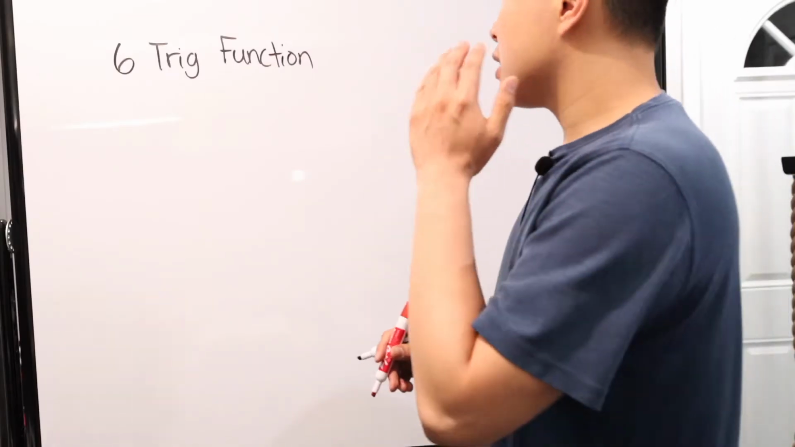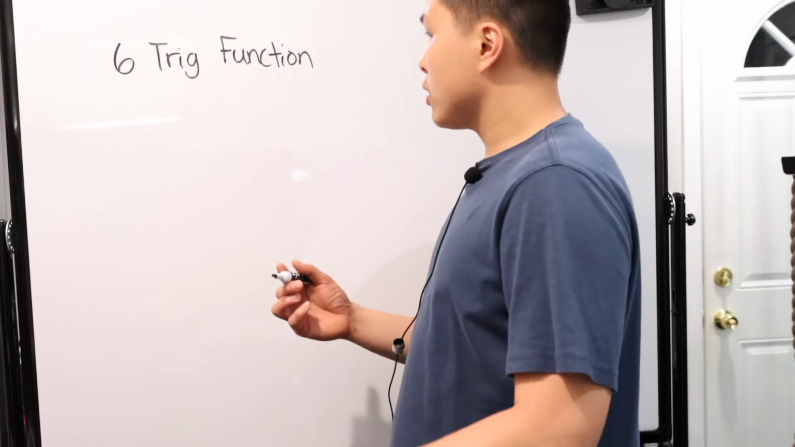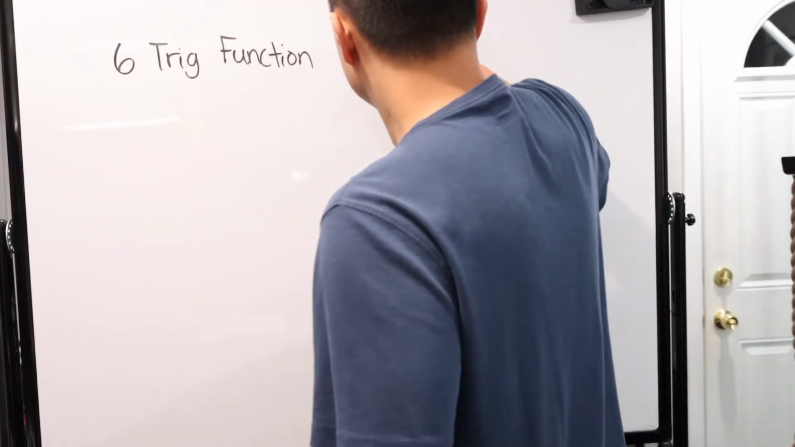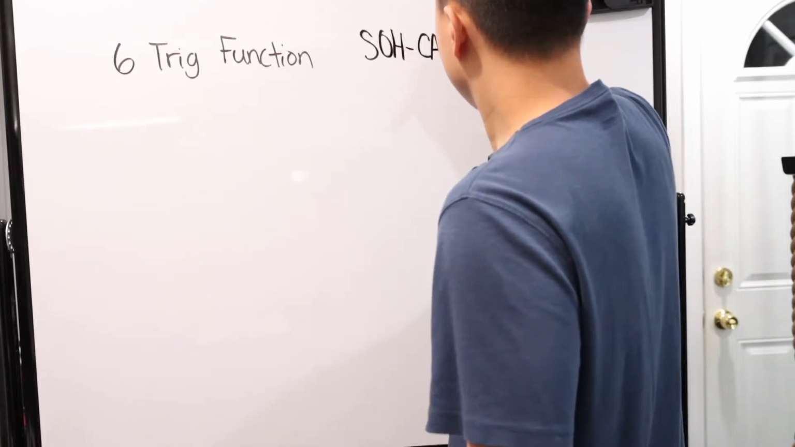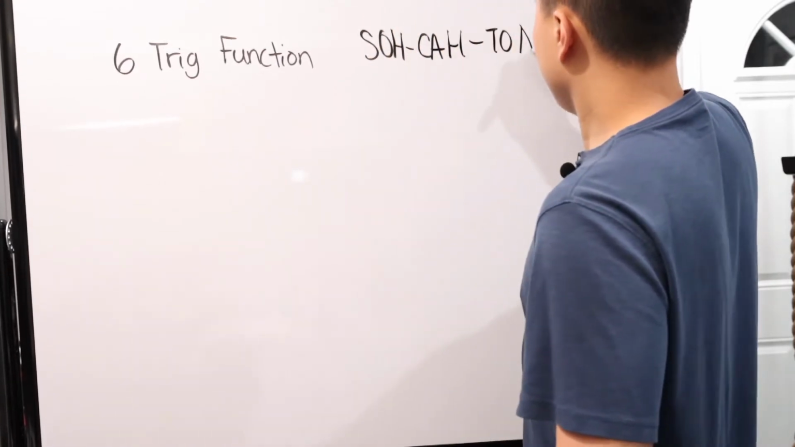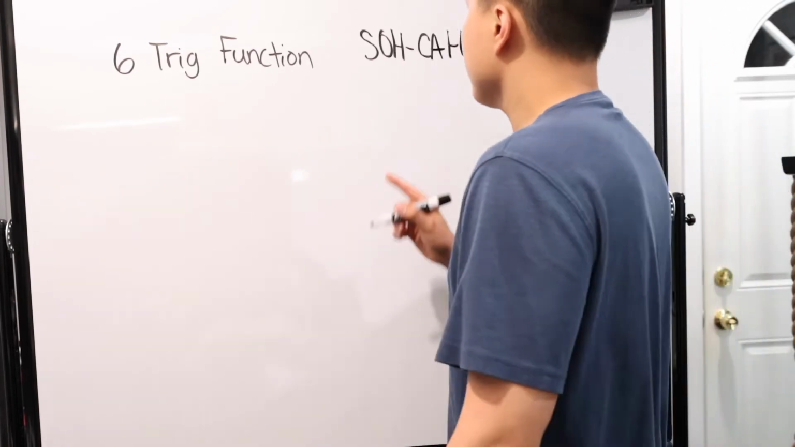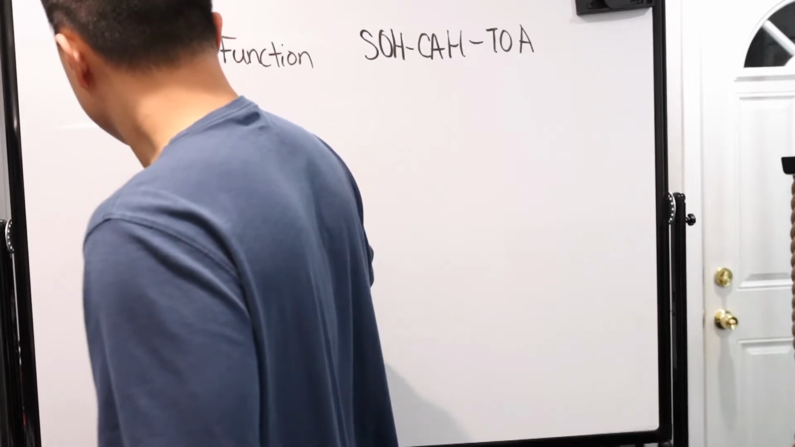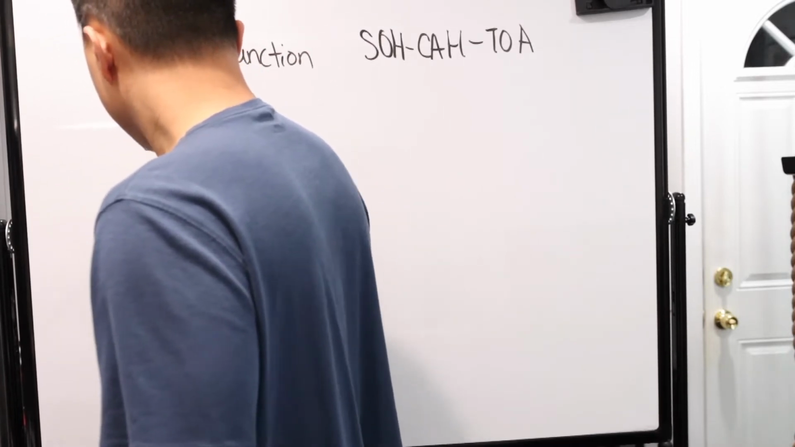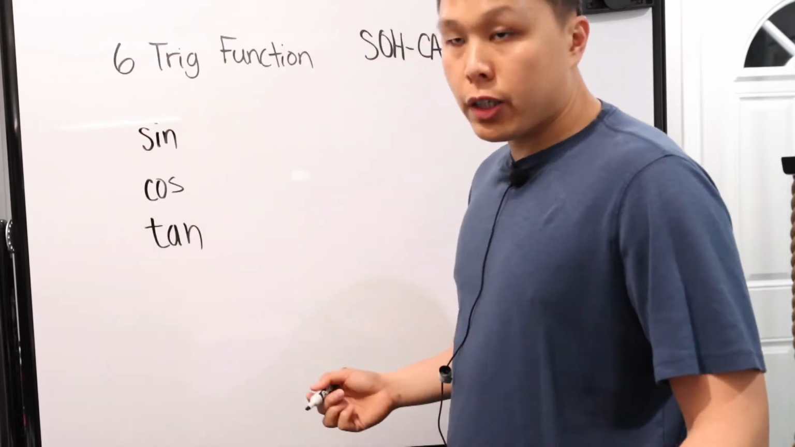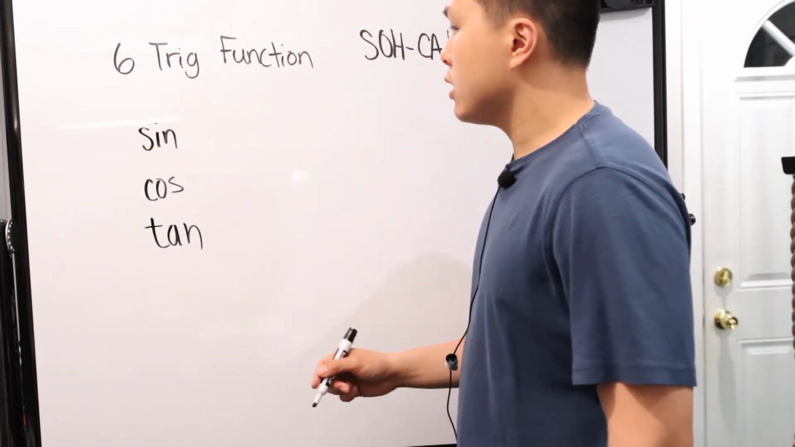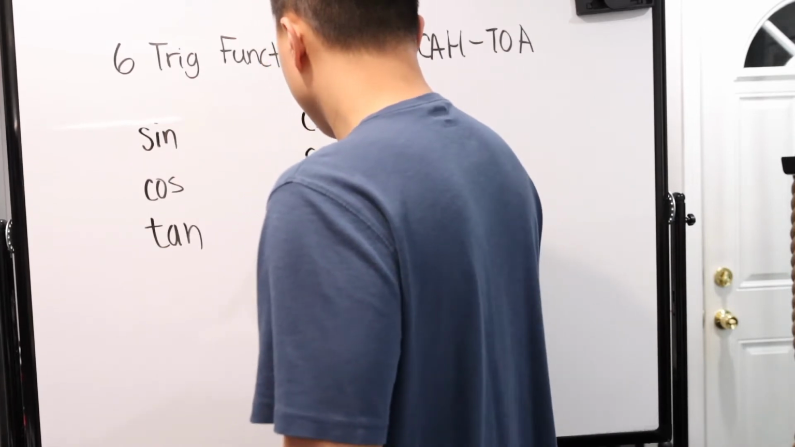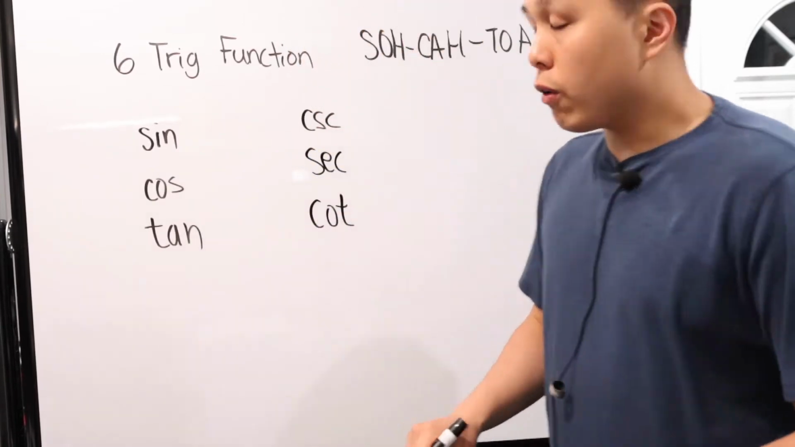Alright, so let's talk about the 6 trig functions. Hopefully you are somewhat familiar with them. The key thing to remember is this acronym right here, SOHCAHTOA. I'm going to explain that in a bit. The reason for that is we have our 6, which are sine, cosine, and tangent. Then we also have another 3, which are in relation to these, cosecant, secant, and cotangent. So first and foremost, SOHCAHTOA.